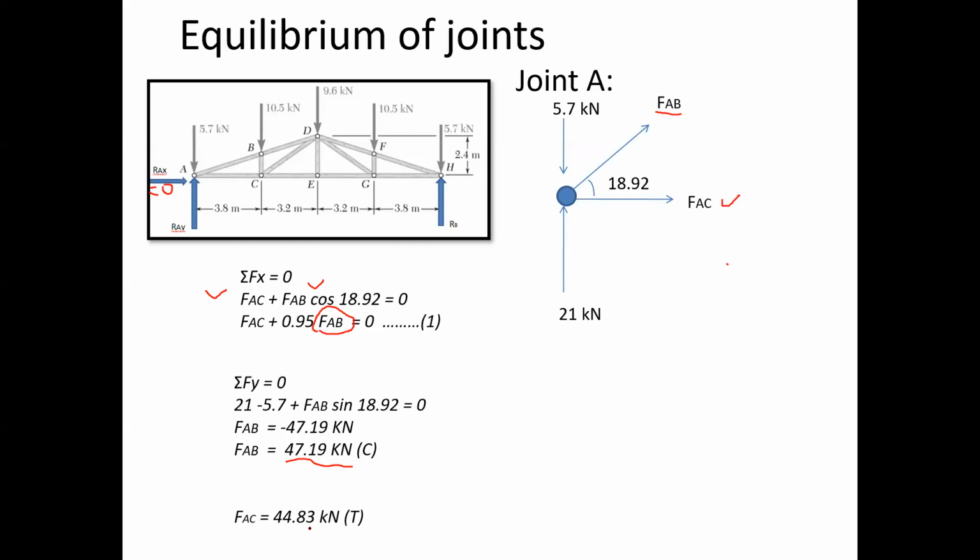Any difficulty in the calculation of FAC and FAB? That is very important. Correct, 44.83 away from the joint. After getting these two values, FAB and FAC, we have to show them in this diagram. Initially you drew the FBD, so you have to show them there. Let me show you how.